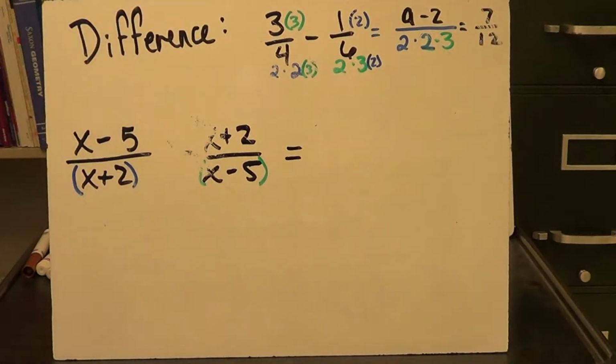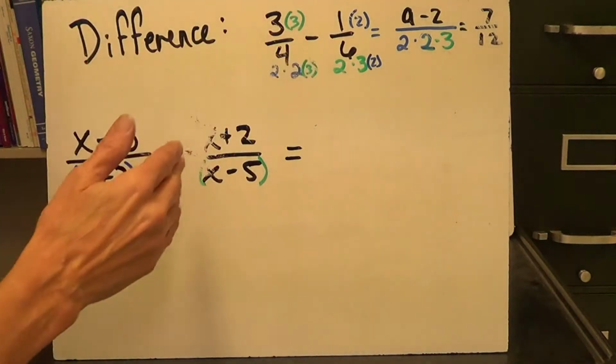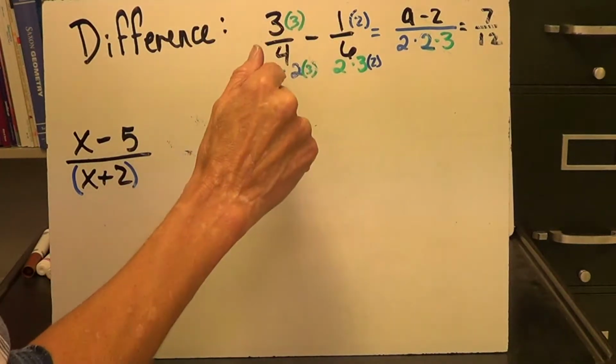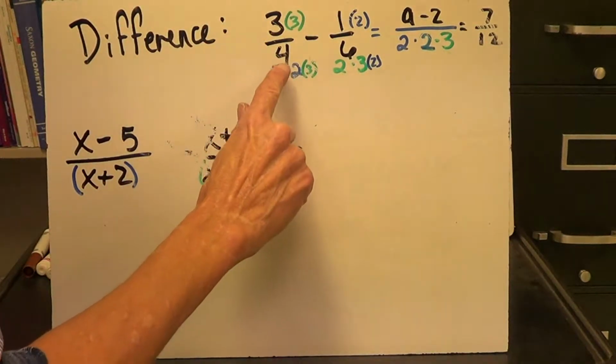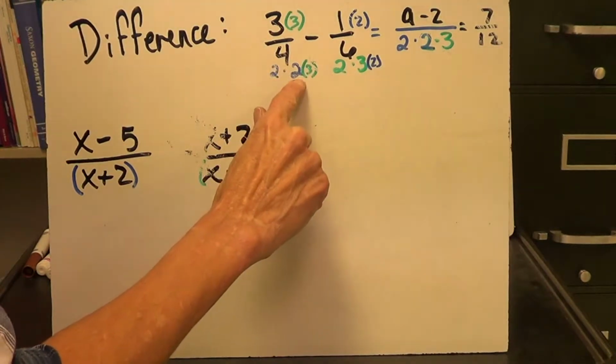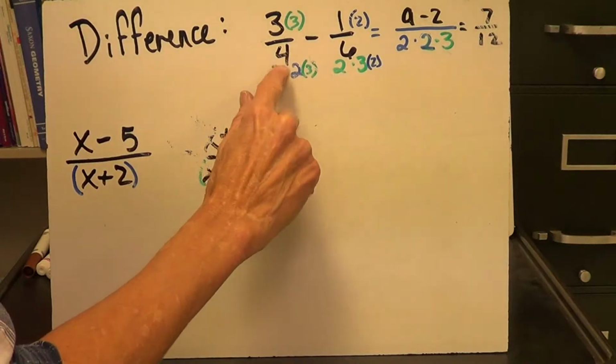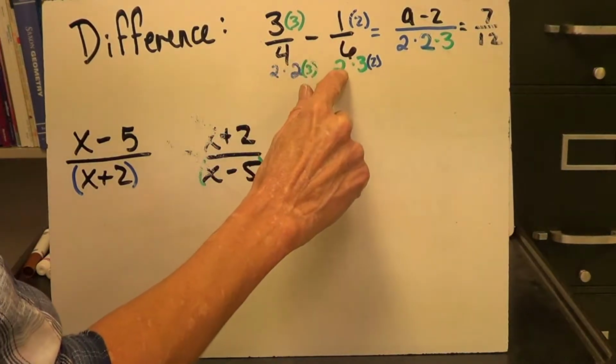Make sure you're pausing and getting all this down in your notes. Now to find the difference, I give you an example of a fraction, like what you used to have in 6th grade. 3/4 minus 1 over 6. Again, we look at our denominator, we factor it down, and we see that 4 is equal to 2 times 2. 6 is equal to 2 times 3.